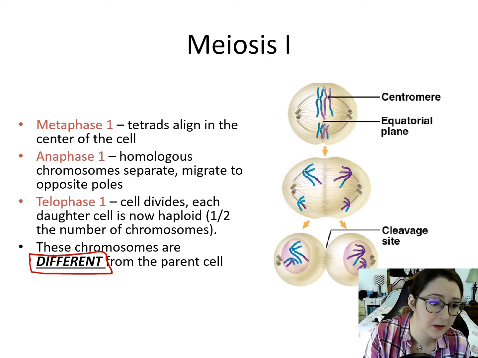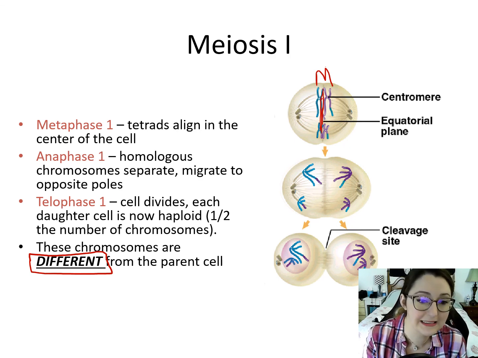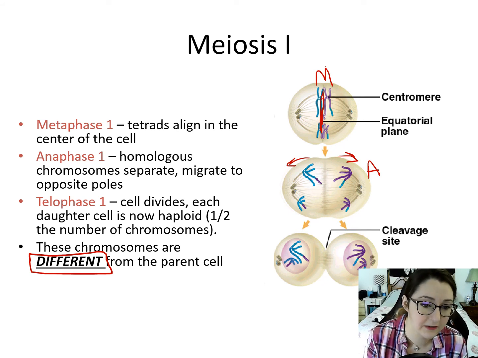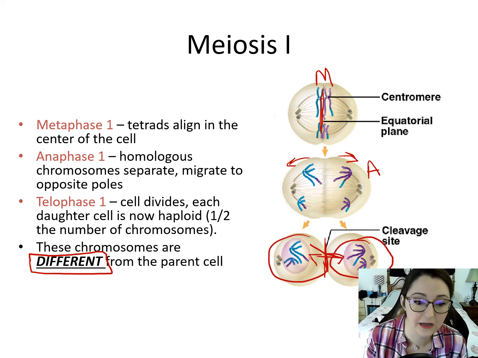So here we see metaphase, where everybody's lining up at this plate. It's called the metaphasal plate. Anaphase, we have our homologous chromosomes separating, so they're going their own ways. And then telophase, we're going to have this cleavage site, so where the cells are going to completely split and become their own unique cells.